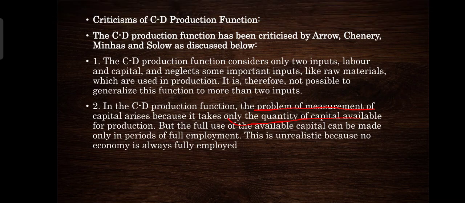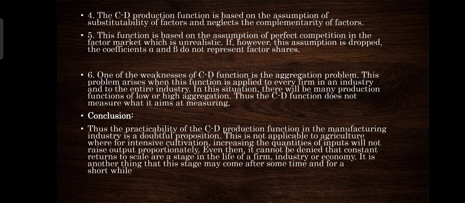Then we are moving to the next slide. The Cobb Douglas production function is criticized mainly because it considers constant returns to scale. In actual production, it cannot always give constant returns to scale. There are increasing or decreasing returns, so that is not taken into account in the Cobb Douglas production function, which adds more criticism to it.